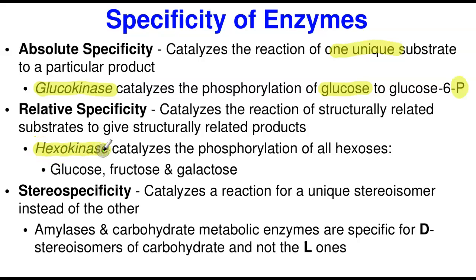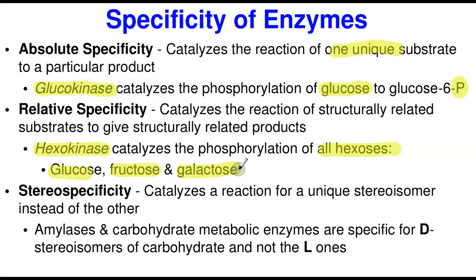Now, hexokinase, again, is an enzyme that catalyzes the conversion of the three hexoses, glucose, fructose, or galactose, from the hexose to a phosphorylated hexose. So it can catalyze glucose to glucose 6-phosphate. It can catalyze fructose to fructose 6-phosphate. It can catalyze galactose to galactose 6-phosphate. Because all these three are hexoses. And you see from the name, it's a hexose. So it catalyzes the phosphorylation of all hexoses, whether it is glucose, fructose, or galactose.